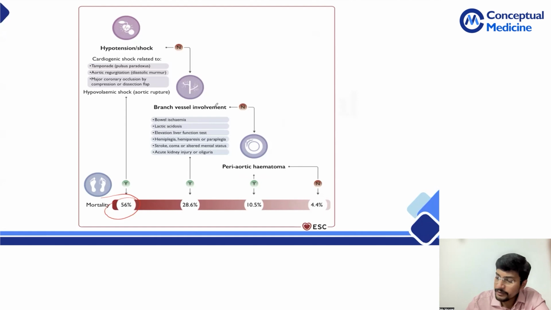Sometimes you can have branch vessel involvement. Aortic branches can get involved. See the bowel ischemia because of occlusion of SMA, IMA, celiac.